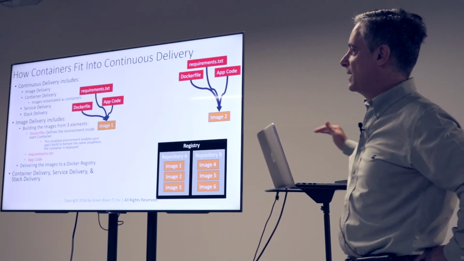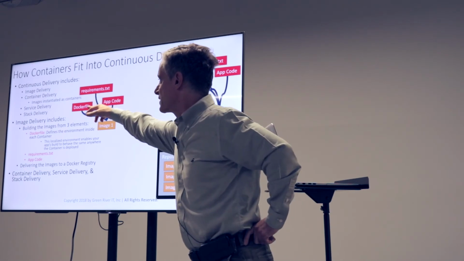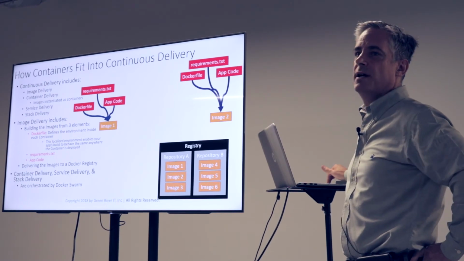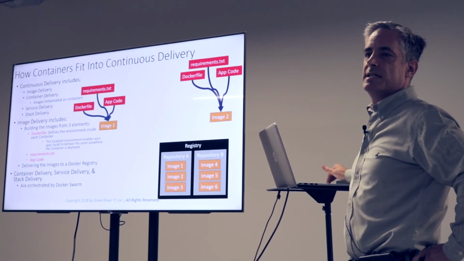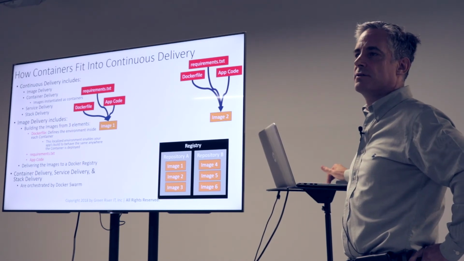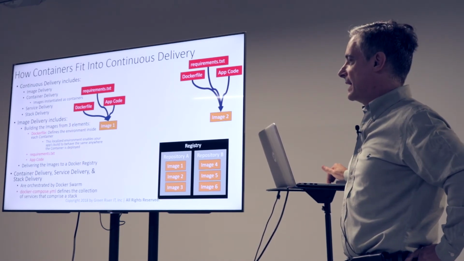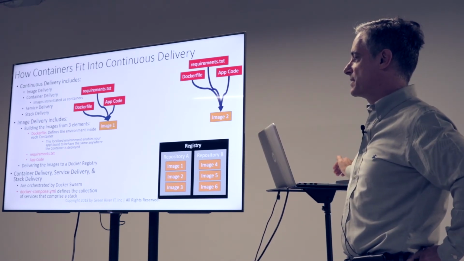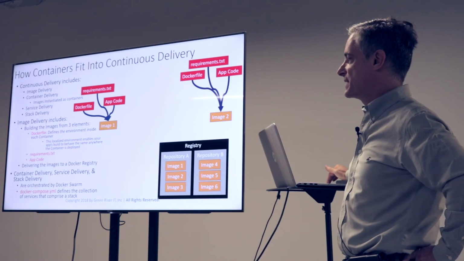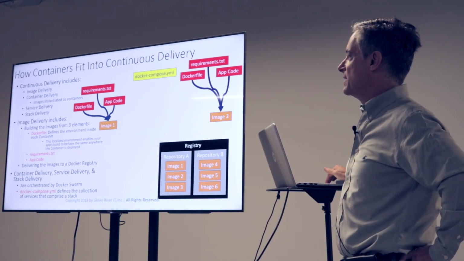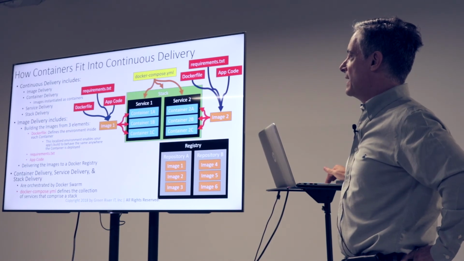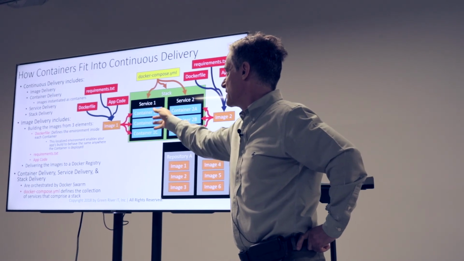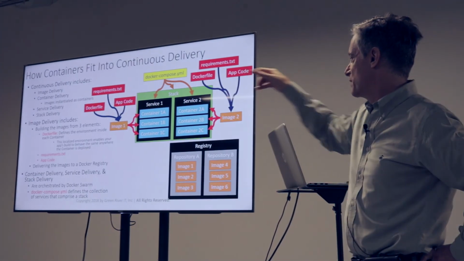Now, here we've got our container delivery, our service delivery, and our stack delivery here. We do that with a container orchestration tool. For example, Kubernetes is a good example of that, and another example of that is Docker Swarm. And in Docker Swarm, it's just a simple YAML file. It's docker-compose.yaml, and it defines a collection of services that comprise the stack. So here's our docker-compose.yaml, and it's going to define this stack, which instantiates these images into containers built up into a number of services which are together this stack.